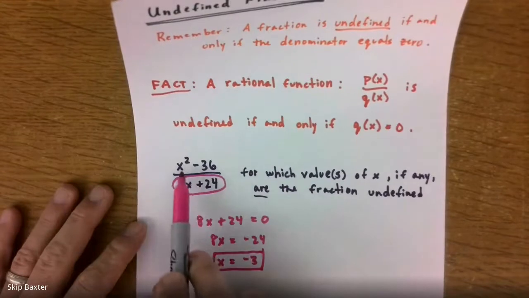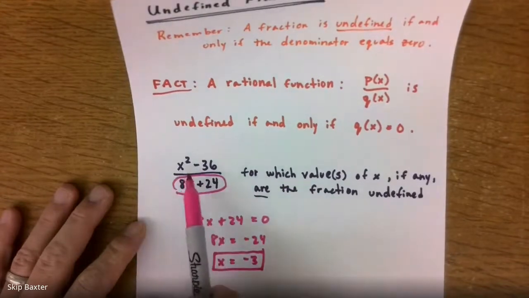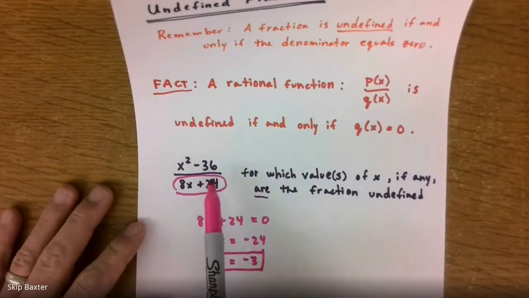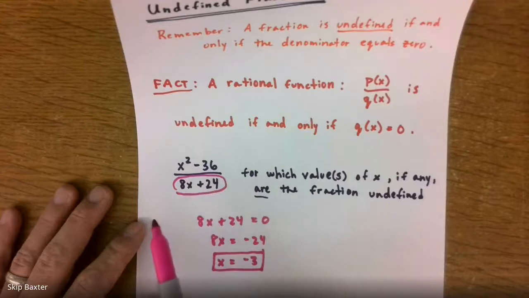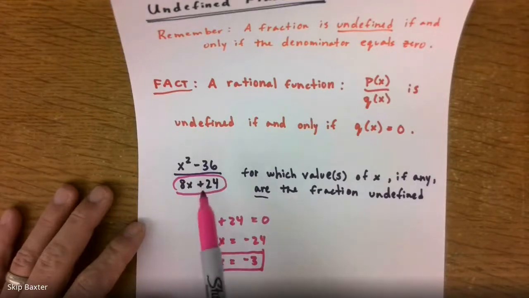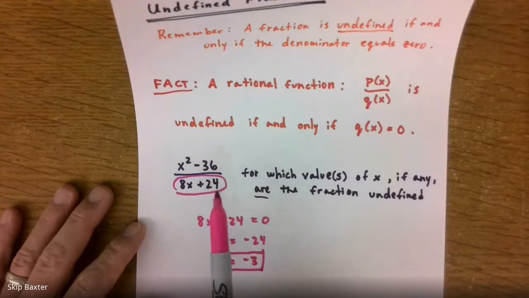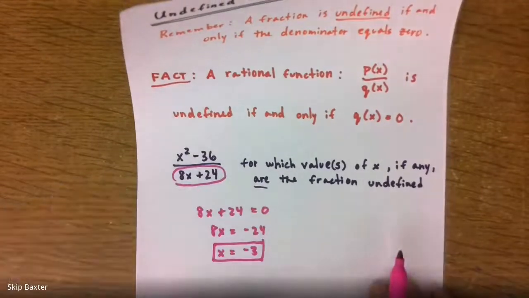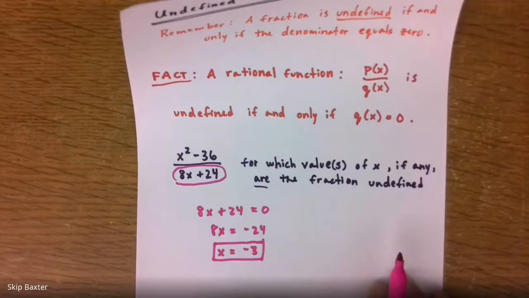All right, there's definitely points where the numerator equals 0, right? It's 0 at 6 and it's 0 at negative 6, but those aren't values that make the denominator 0. They're only values that make the numerator 0. And if you have a fraction where the top is 0, but the bottom's not, like at 6 and negative 6 in this case, the answer is 0. You could plug 6 in and you get 0. You could plug negative 6 in and you get 0. But you definitely can't plug negative 3 in. So that's the only value that makes this fraction undefined. Okay? That's all there is to this stuff.